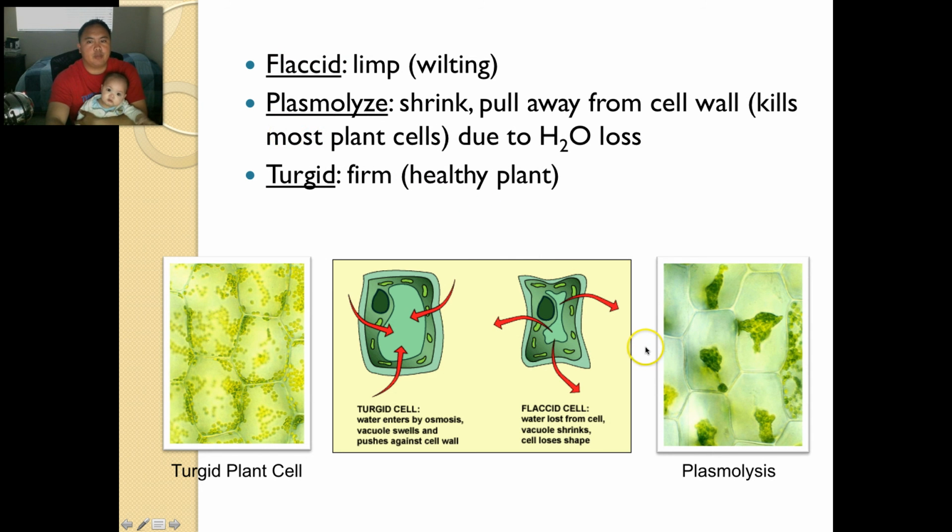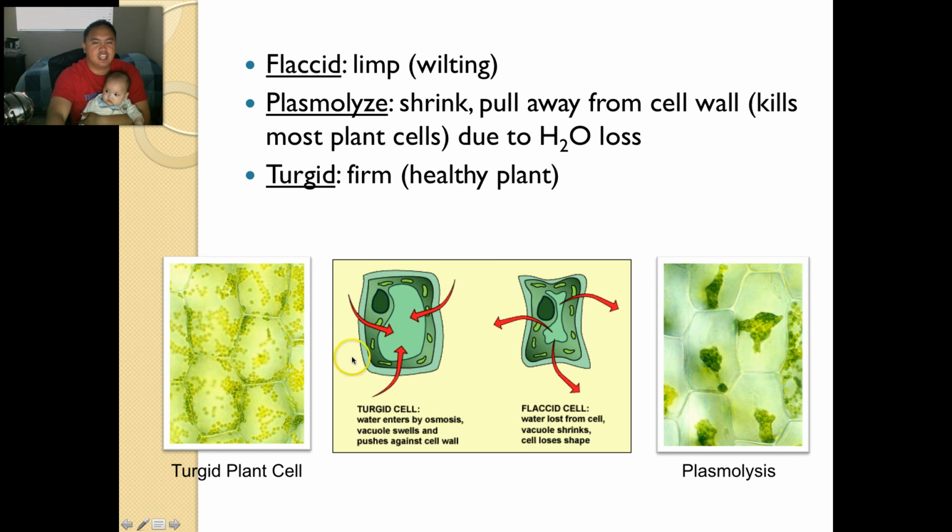Types of cells, there's ways to describe the plant cells. One's called flaccid, which means it's limp or it's wilting. So here's a flaccid cell. Plasmolyzed, so we're talking about shrinking, pulling away from the cell walls due to water loss. So if there's not enough water, then the cell starts to shrink. And then something called turgid. Turgid's kind of like fat, kind of like the opposite of flaccid. So it's a firm, poofy, bulky cell.